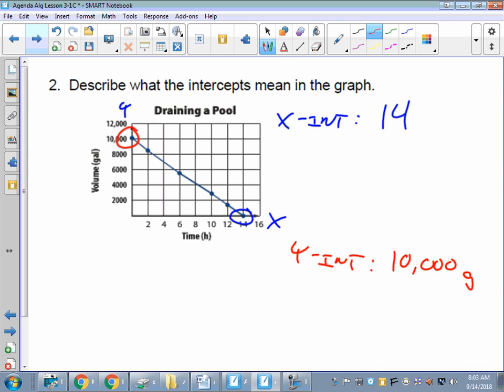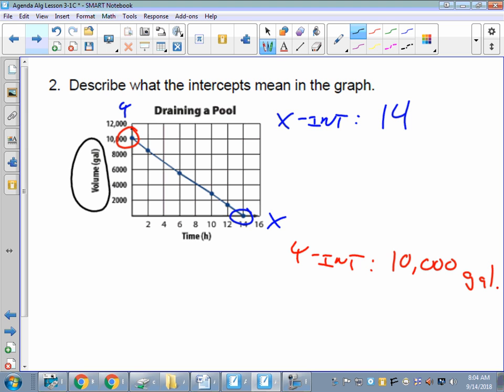And we're talking about 10,000 gallons. Okay. So that's finding the axis. Now let's talk about what they mean. So I'm going to start with the y-intercept here just because we just did that one. And we'll look at what this means.